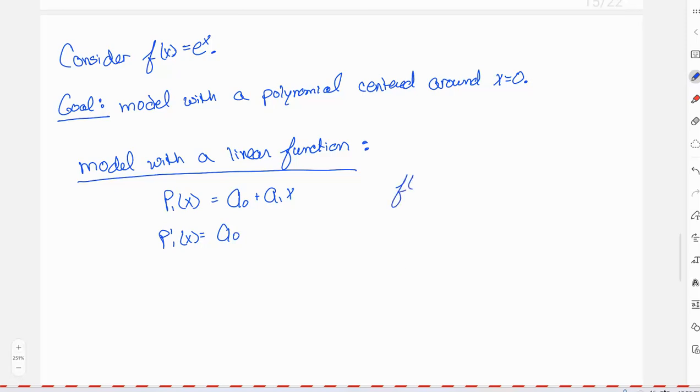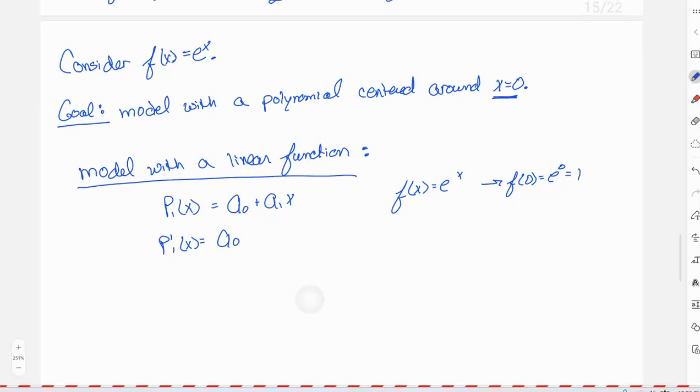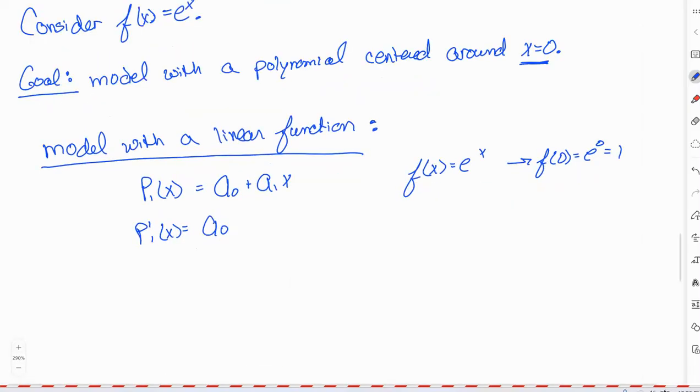Now I'm looking at the function f of x equals e to the x. I'm centering this around x equals 0. So if I plug 0 in there, I'm going to get e to the 0, which is 1. Okay, I'm forcing this condition. I'm forcing this linear function to look like that exponential at 0. So that's why I'm plugging that 0 in.